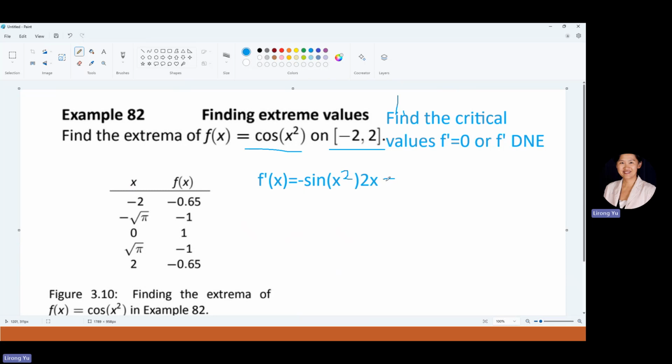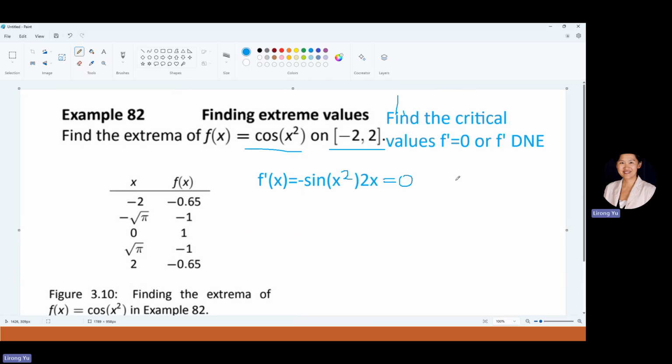We're setting this equal to 0 and we're going to try to find the solution. The nice part is that, like I said, there is no undefined point, so the only thing we have to do is make the derivative equal to 0. There are two factors: the sine is one, and the 2x is another. This is multiplication.